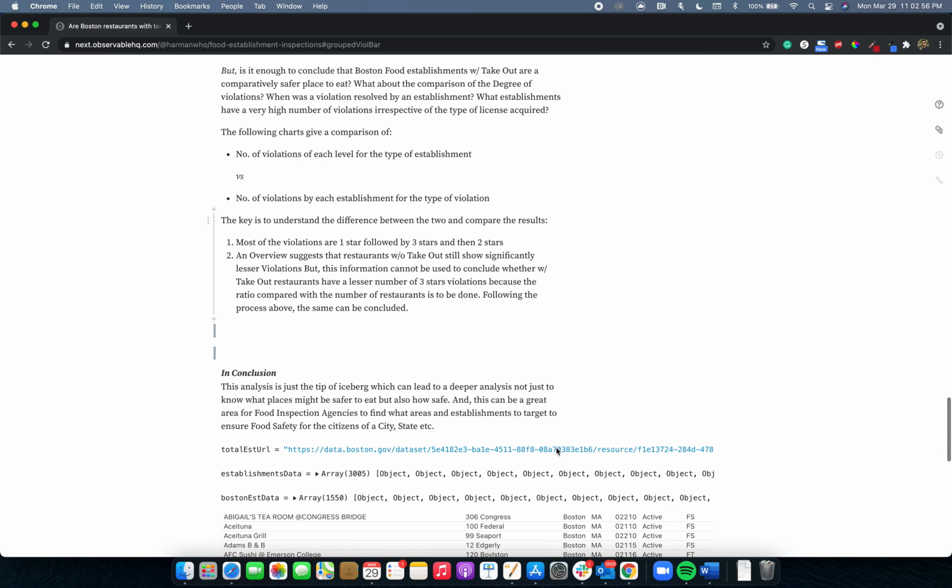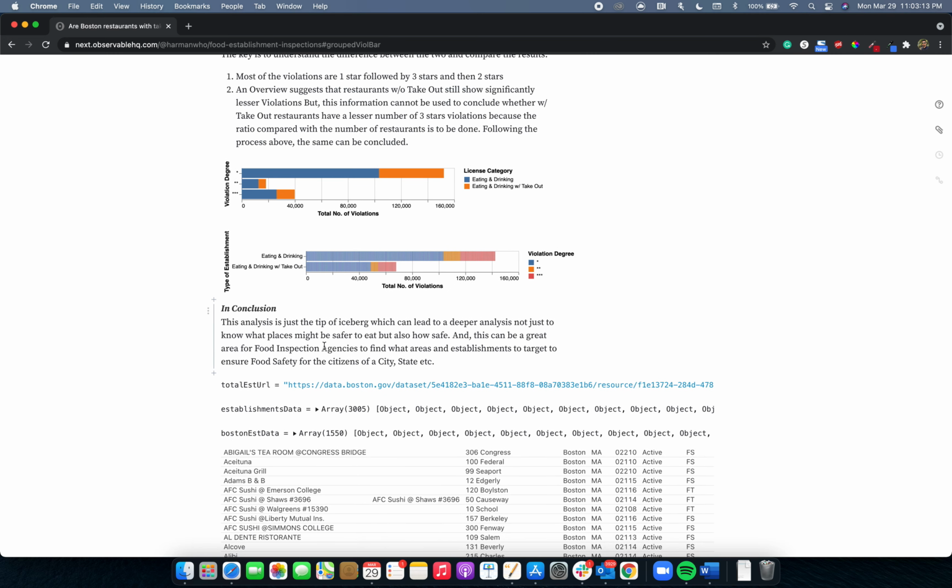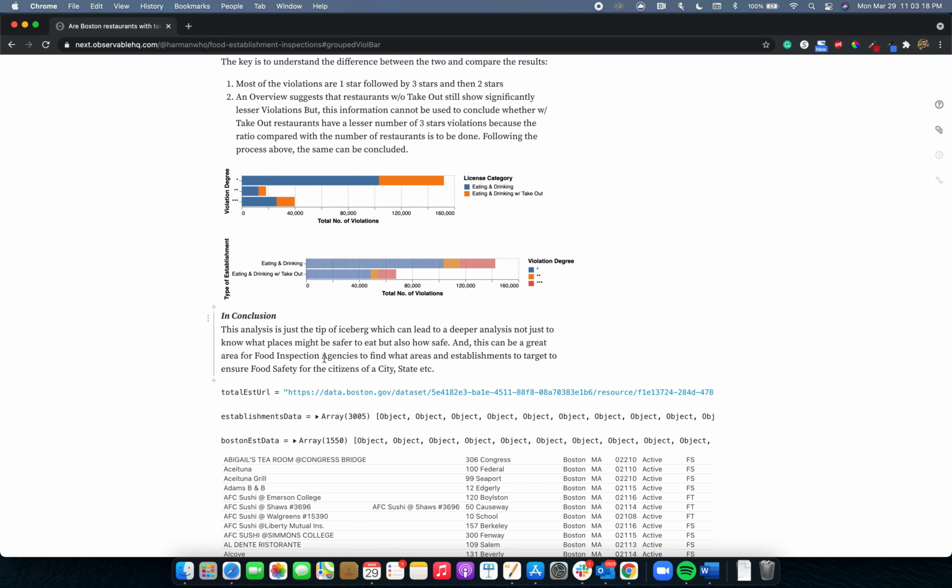So, in conclusion, we can say this analysis is just a tip of the iceberg, which can lead to a deeper analysis, not just to know what places might be safer to eat, but also how safe. And this can also be a great area for food inspection agencies to find what areas of establishments to target to ensure food safety for the citizens of the city or the state. And yeah, that's pretty much it.